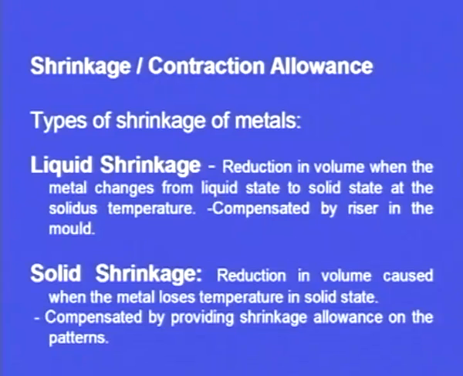Another one is solid shrinkage. This solid shrinkage is caused when the metal loses its temperature in the solid state. We may require a particular size of a casting, and if we make a pattern exactly the same size as the required casting, then the mold cavity will have the same size as the required casting. We pour the molten metal. The molten metal starts solidification. During the solidification, as the solid metal loses its temperature, it undergoes shrinkage. The size becomes smaller. To counteract this effect, we have to make the pattern size a little bigger than the size of the casting. So, this is the shrinkage allowance.